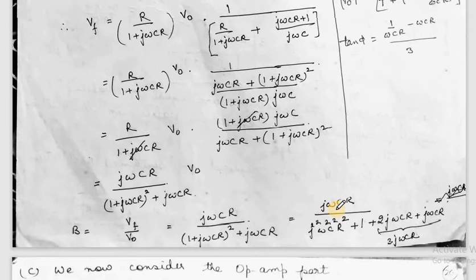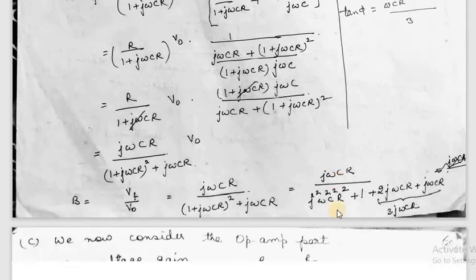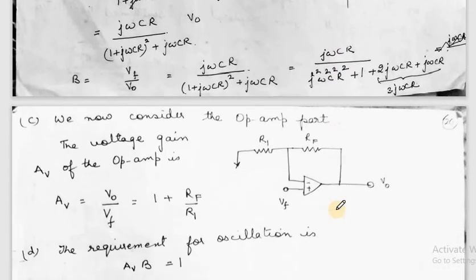Now we have already calculated B, so we'll take the op-amp part. In the op-amp part, we have taken the non-inverting amplifier configuration, and for the non-inverting amplifier configuration the gain of the circuit is always AV equals 1 plus RF upon R1, where RF is the feedback resistor and R1 is the resistance at the non-inverting input end. So we have A and we have B.